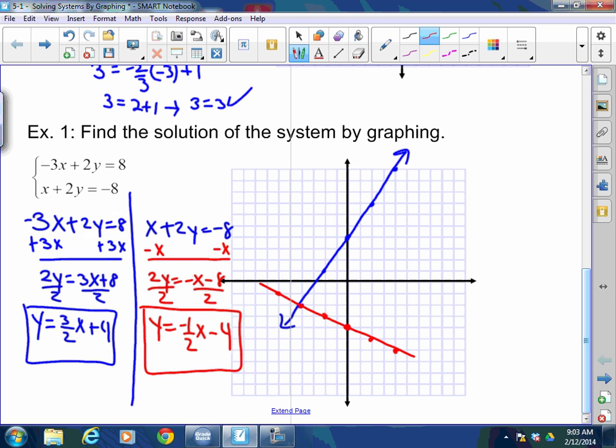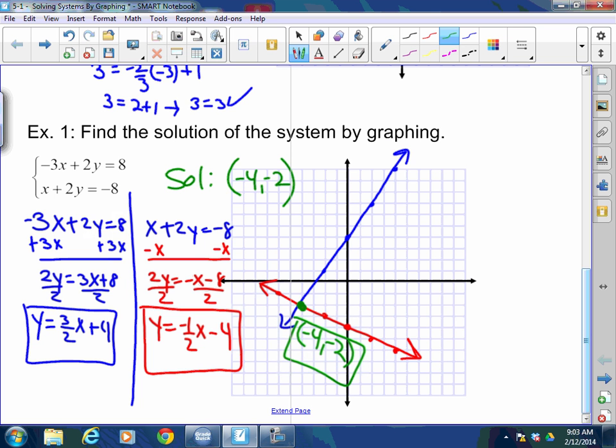You got to keep going until you get the intersection. And hey, guess what? There's my intersection right there, at negative 1, 2, 3, 4, negative 2. That is my solution. Negative 4, comma, negative 2.